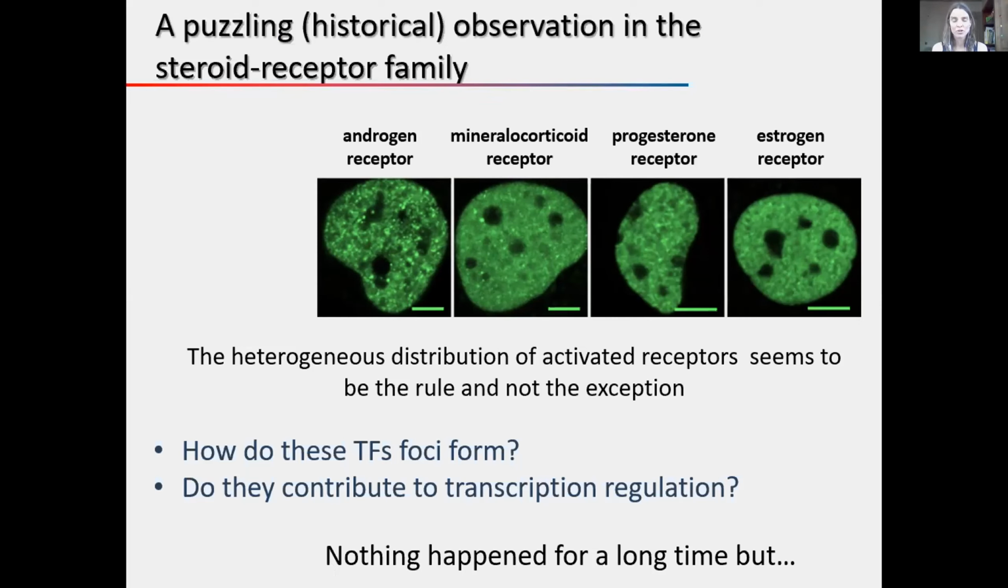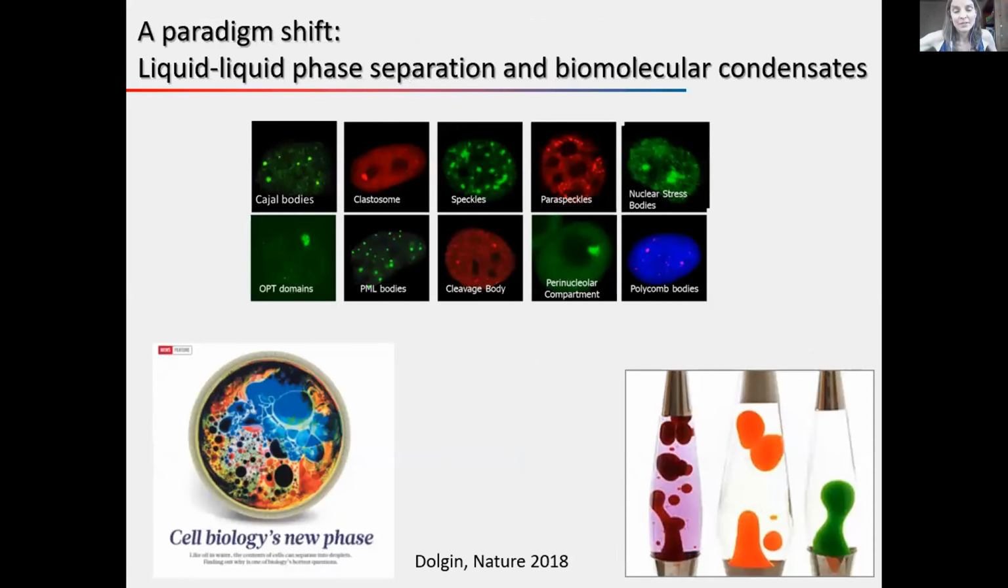Indeed, this heterogeneous organization of the receptor was described from the early 80s, but nothing happened in the literature. Nobody could explain it for a long time, until recent years, when a paradigm shift occurred in the cell biology field. As you probably know, in the nucleus you have plenty of these membraneless compartments. Normally, it was believed that these compartments were formed by strong, specific binding between molecules, forming these very stable structures.